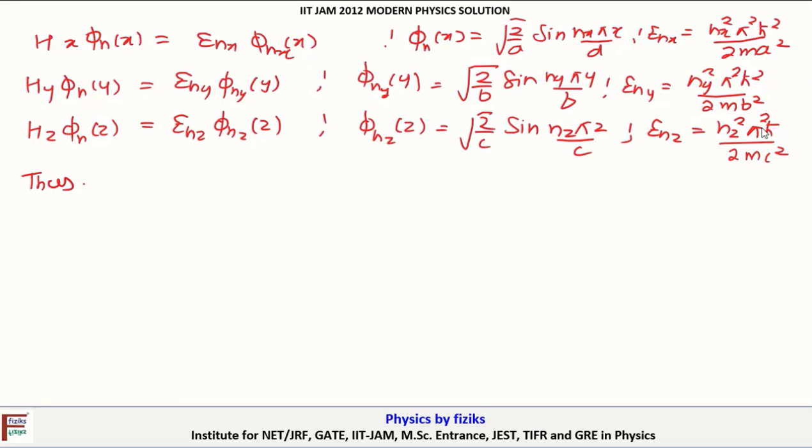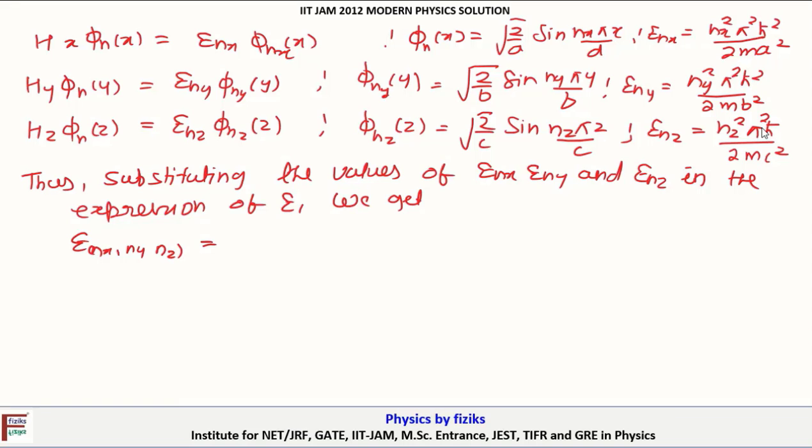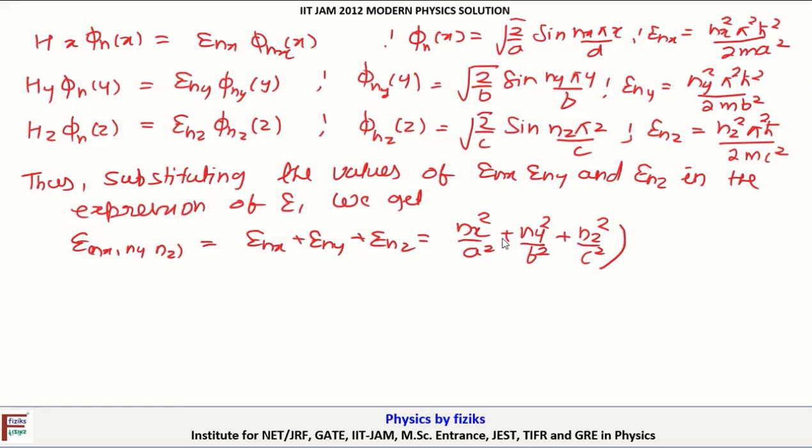Thus, substituting the values of E nx, E ny and E nz in the expression of E, we get E of nx, ny and nz equals E nx plus E ny plus E nz, equals nx square by a square plus ny square by b square plus nz square by c square, into pi square h square by 2m.